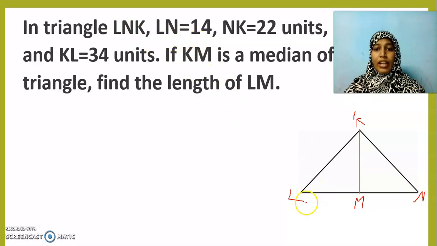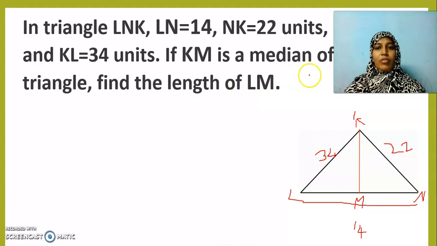LN is equal to 14. Then NK is 22. Then KL is 34. If KM is the median of the triangle, find the length of LM.